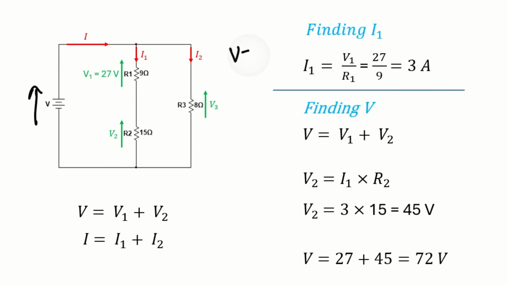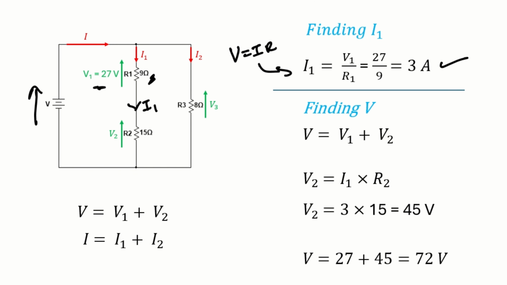Finding the I1 is pretty straightforward. If you put V equal to IR, you can easily get the I1, where the voltage across this 9 ohm resistor is given, which is 27, and the resistance we also know, which is 9 ohms. According to Ohm's law, I1 should be equal to V1 over R1, where V1 is 27 and R is 9. Then you will know the current I1 is equal to 3 A. Keep it in mind, the same 3 ampere current is going through this 15 ohm resistor as well.